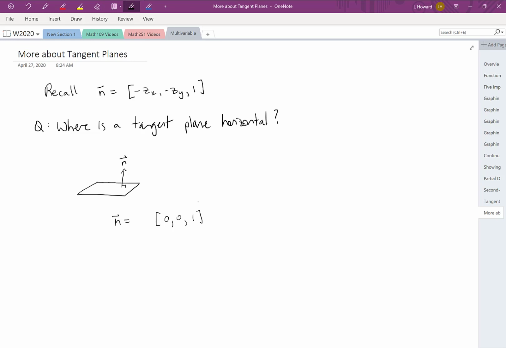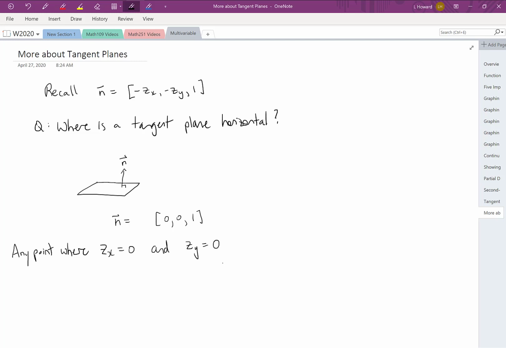And therefore, we can conclude that the partial z sub x is going to have to equal 0, and the partial z sub y is going to have to equal 0. So to answer the question, where is the tangent plane horizontal, we could say the answer is any point where z sub x equals 0 and z sub y equals 0. So we're going to talk about these type of points a little bit more later on in the course. It's nice to just have that introductory question in our minds before we do that. Okay, so that's the first part of this video done.